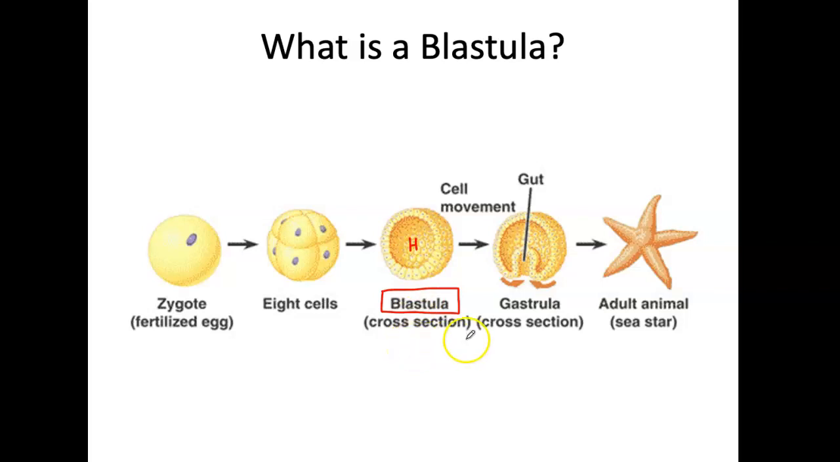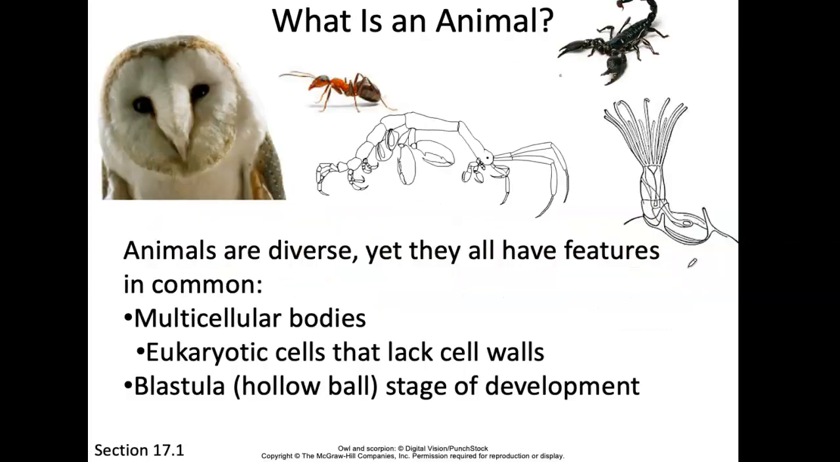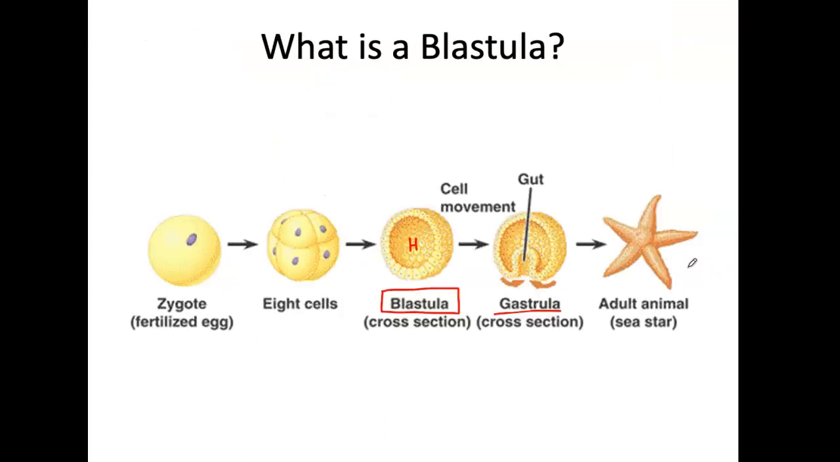Later on in the stage of development, it's not going to be hollow anymore because some of these cells are going to start moving inside to make the internal organs of that organism. And that's going to be called a gastrula. Okay, blastula and gastrula. Then it's going to continue to develop those internal organs, and it's going to develop into an adult sea star. But I'm going to backtrack. All animals have a blastula. That stage of development has to exist. If not, it's not in that category.